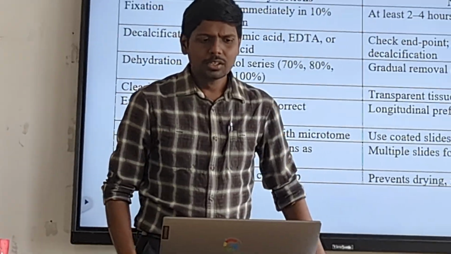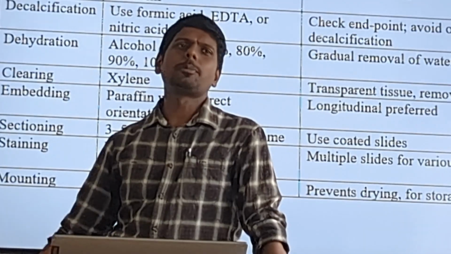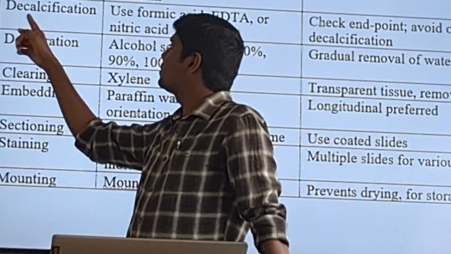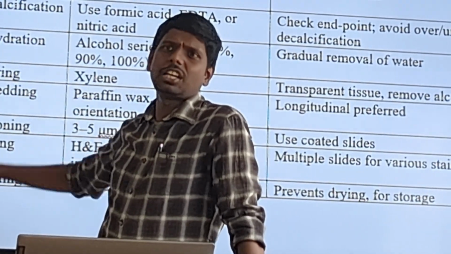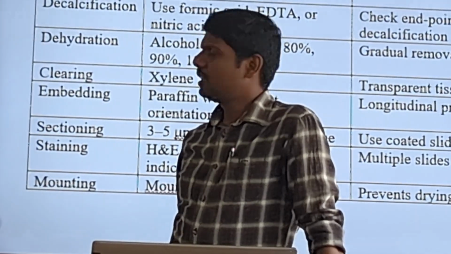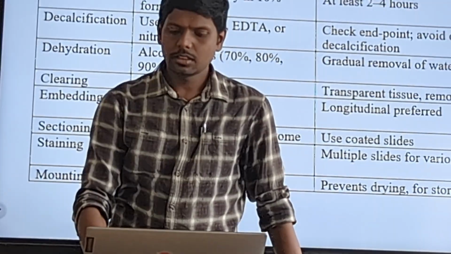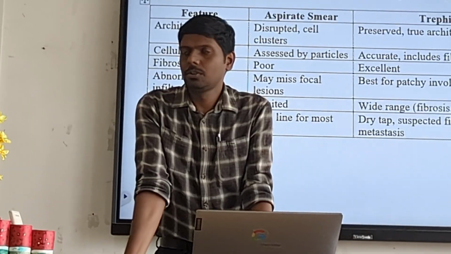Next one. So a quick overview of bone marrow processing. So we did all the tissue processing steps, as simple as that. Fixation, decalcification is a major important point. After decalcification, your traditional processing steps: dehydration, clearing, embedding, sectioning, staining, and mounting. Clear?